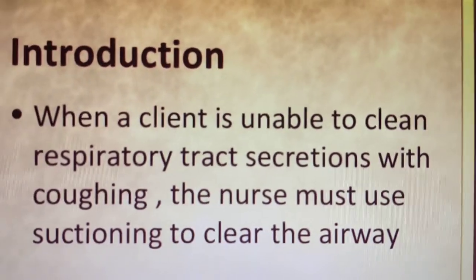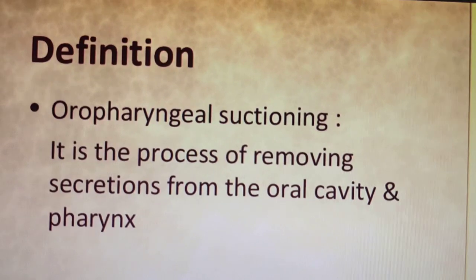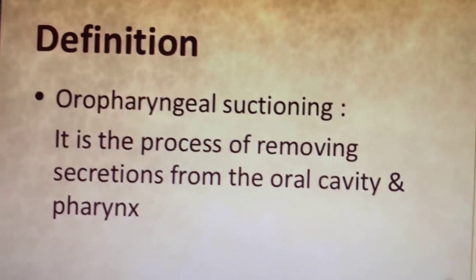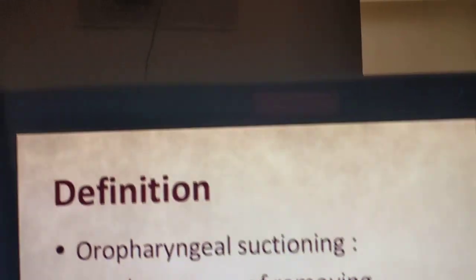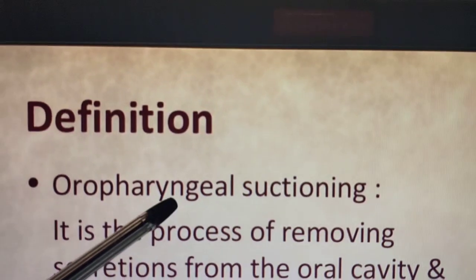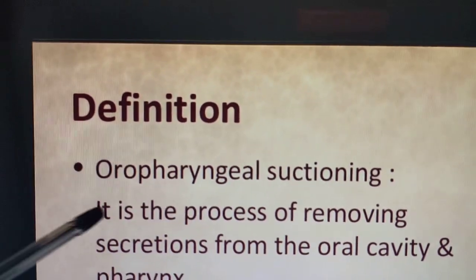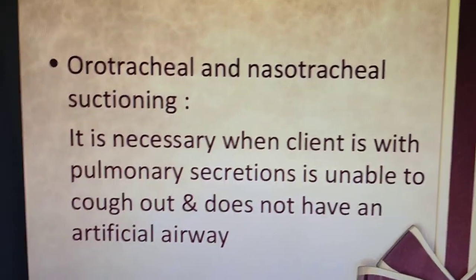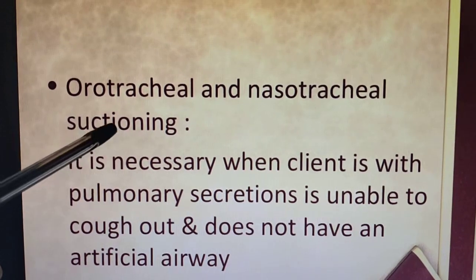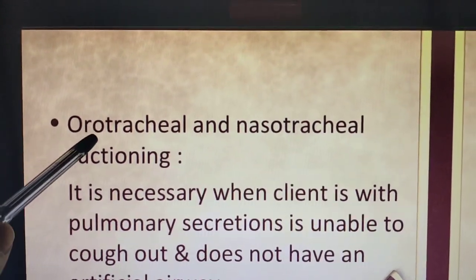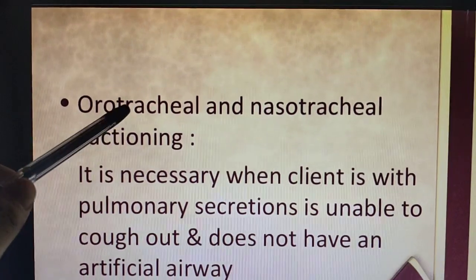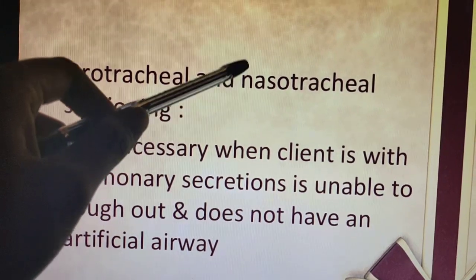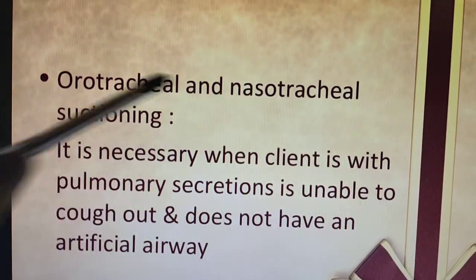We will see what oropharyngeal suctioning means now. Oropharyngeal suctioning is the process of removing secretions from the oral cavity and the pharynx. Clear? Then what do you mean by orotracheal and nasotracheal suctioning? It means we are removing the mucus or secretions from the oral cavity till the trachea, which we call orotracheal suctioning. Removing the secretions from the nose till the trachea, we call nasotracheal suctioning.